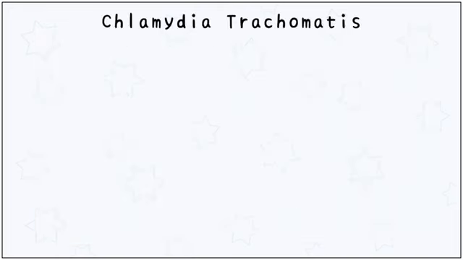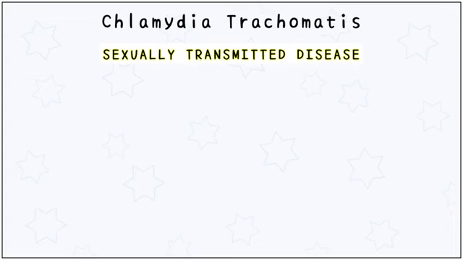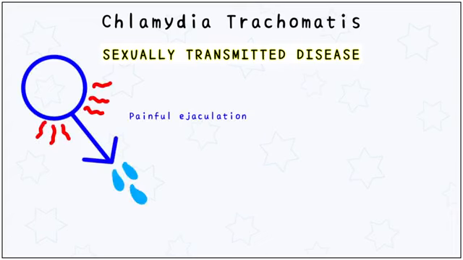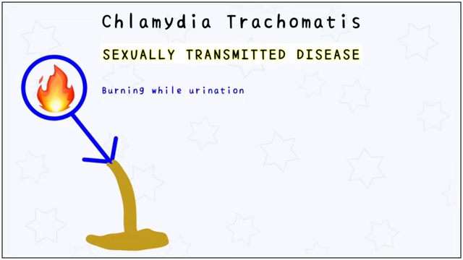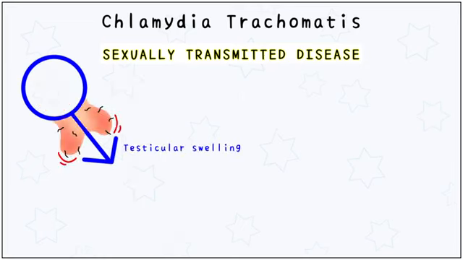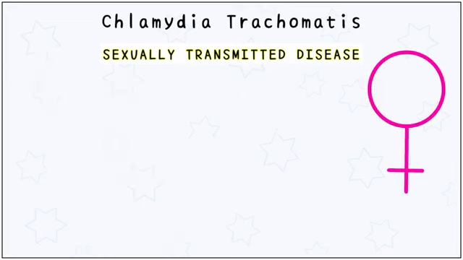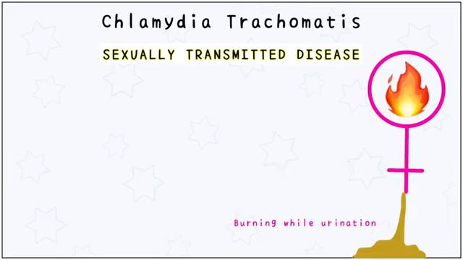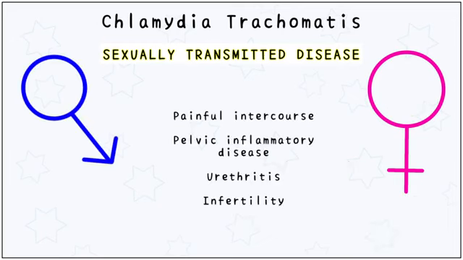Chlamydia trachomatis is a sexually transmitted disease. In males, it is characterized by painful ejaculation, burning while urination, and testicular swelling. In females, it shows vaginal bleeding, unnatural discharge, and burning while urination. Both sexes experience painful intercourse, pelvic inflammatory disease, urethritis, and infertility.